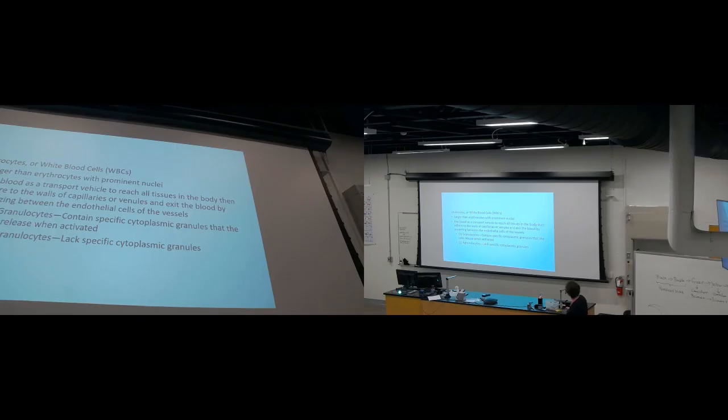So then we have two types of white blood cells: granulocytes and agranulocytes. Granulocytes have granules, they have enzymes that help to destroy bacteria and microorganisms, and they are released when they are active. We have these granulocytes: neutrophils, basophils, and eosinophils.